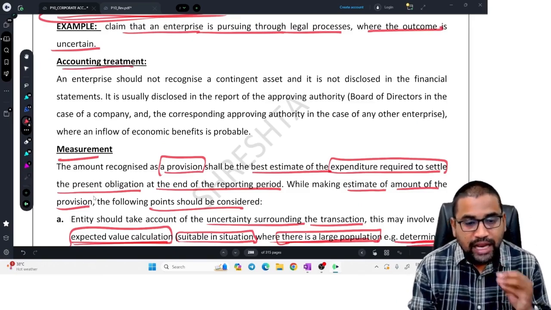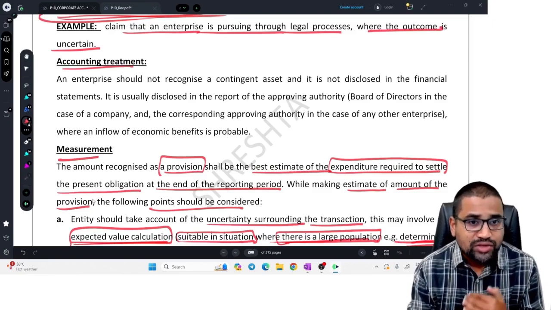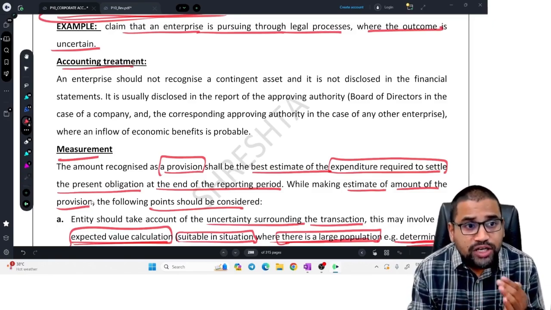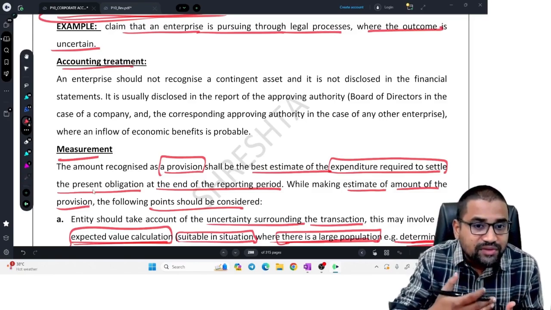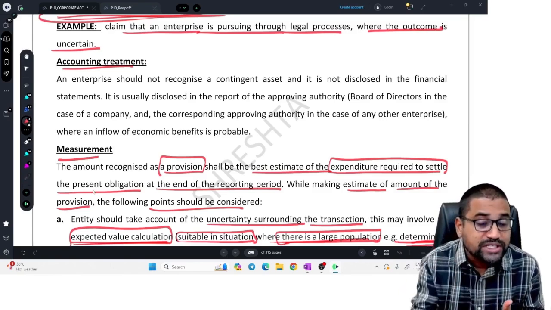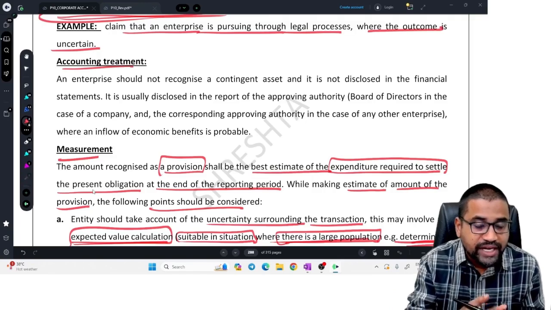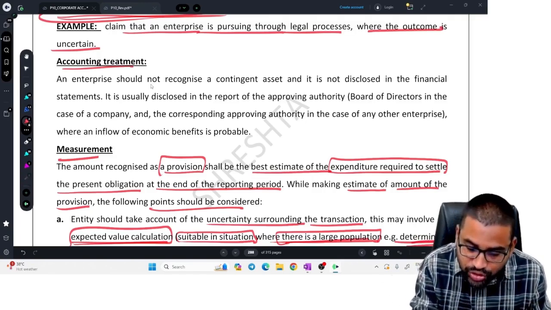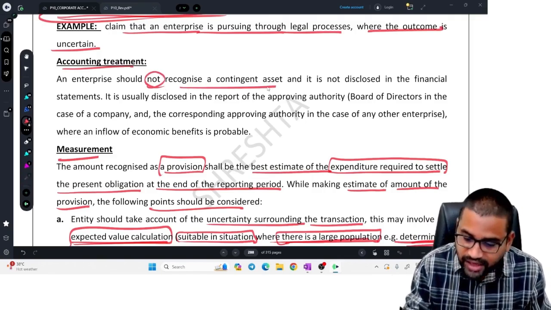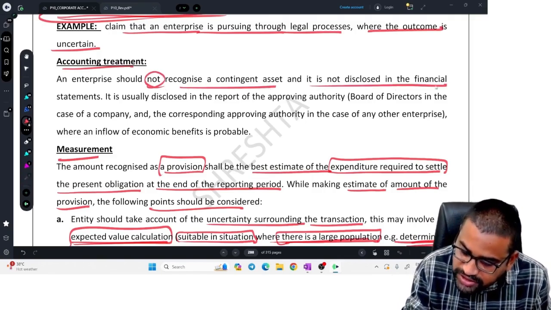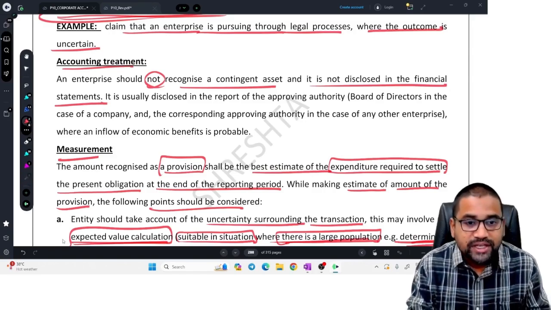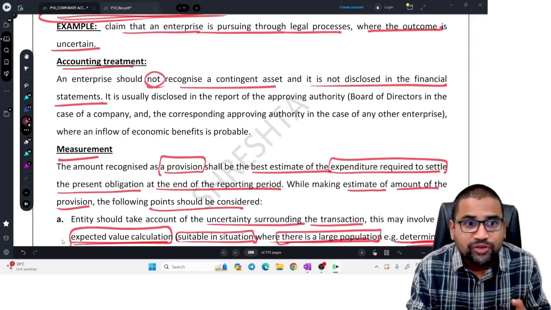Like a contingent liability, a contingent asset is not recognized in the books. A contingent liability at least will be disclosed as part of notes to accounts, which means it is part of financial statements. But a contingent asset should not be recognized, and it is not disclosed in the financial statements. That means it is not part of the notes to accounts either.